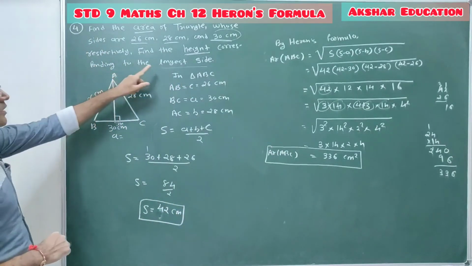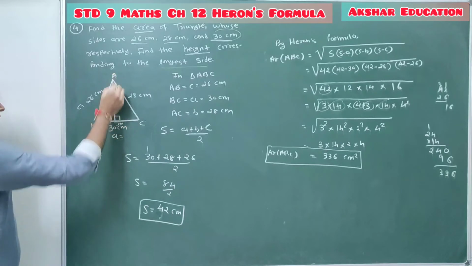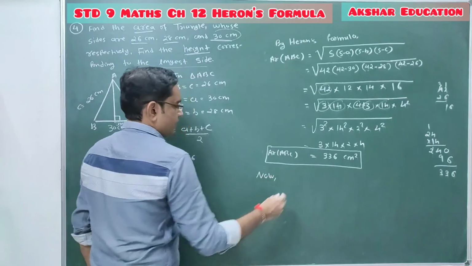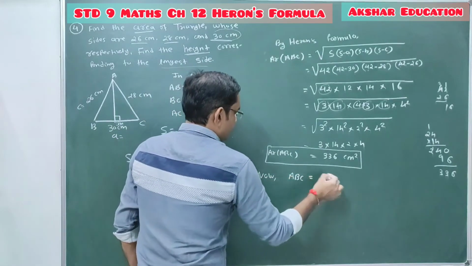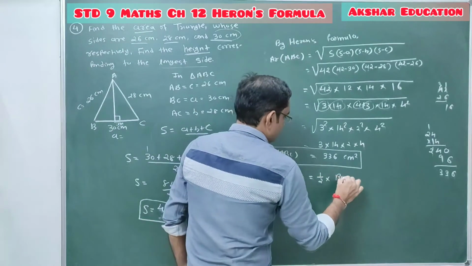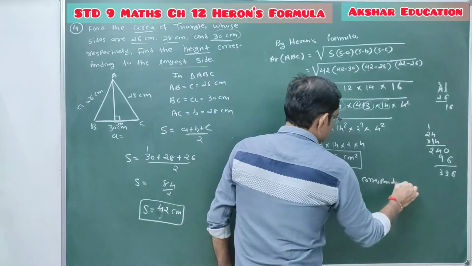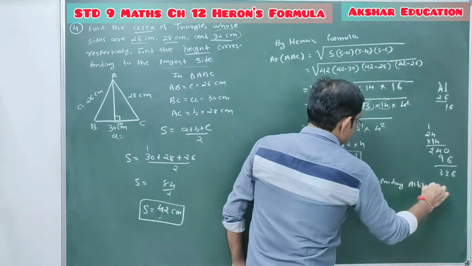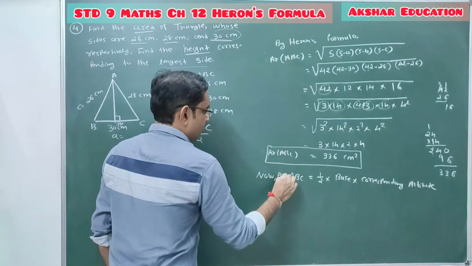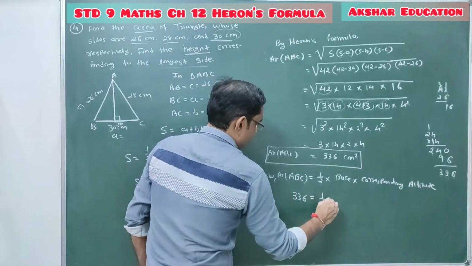Next part, you have to find the height corresponding to the longest side. So this is the longest side BC and this height is AM. Now we have studied one more formula for the area of triangle ABC. So let's remind that formula. Area of triangle ABC is nothing but 1 by 2 into base into corresponding altitude. Corresponding altitude is nothing but the height. So we can also write area of triangle ABC, which is 336, equal to 1 by 2.